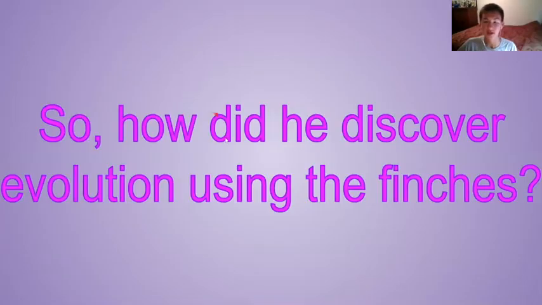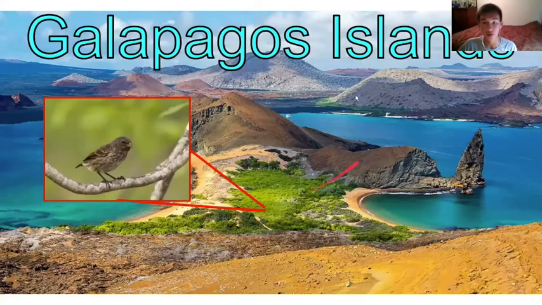So how did he discover evolution using these finches? Because we can all see birds, but what did he actually do and what did he think about to come up with this idea of evolution? Well, the islands he went to were called the Galapagos Islands. On his journey on the Beagle, his ship, he went around a very good portion of the world, trying to find and document new species and really learn more about them. And one of his stops was the Galapagos Islands.